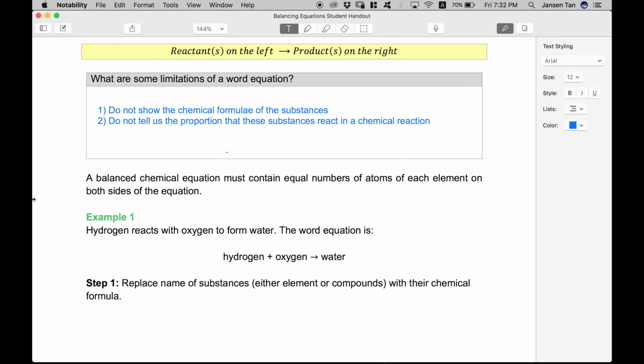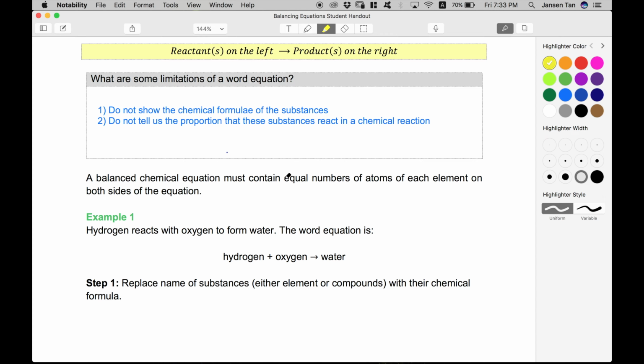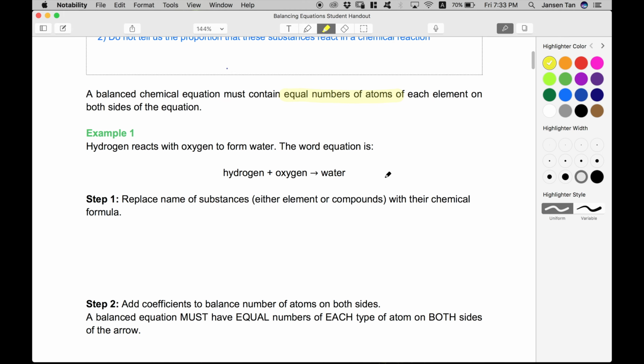So we're going to move on and look at how to write a balanced chemical equation. Basically, we change all the words into chemical formulas, and the chemical equation must contain an equal number of atoms on both sides of the equation. So let's begin with one example.